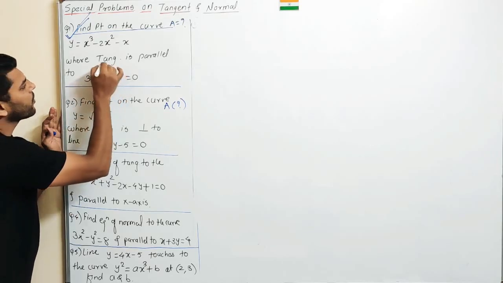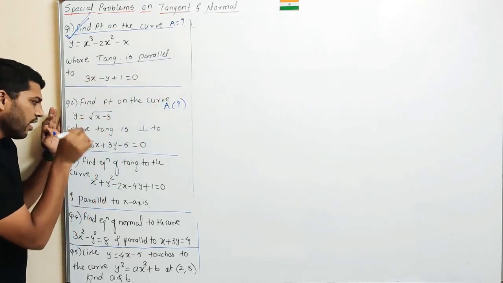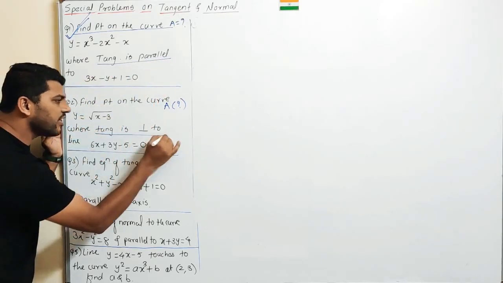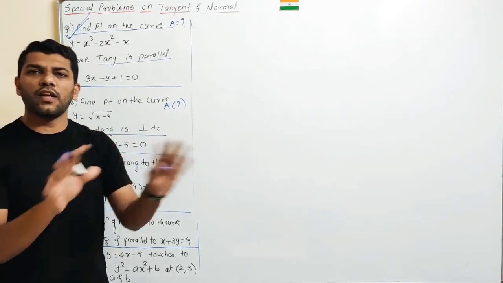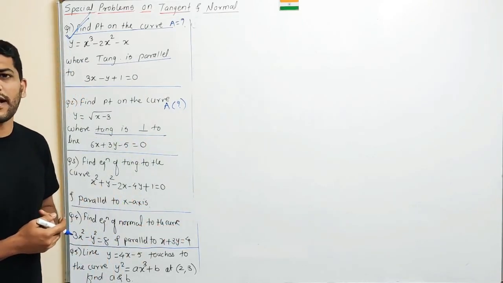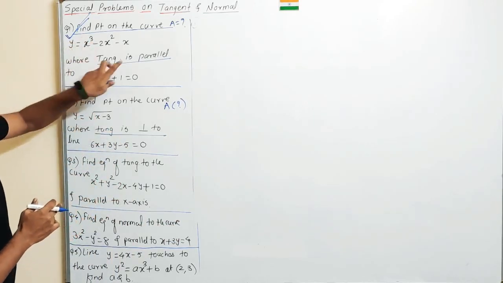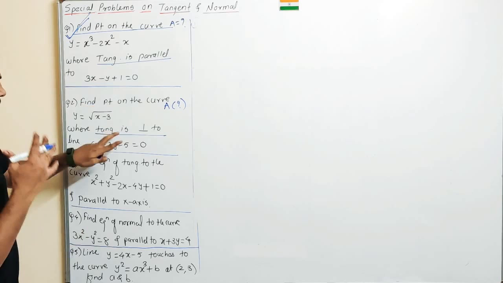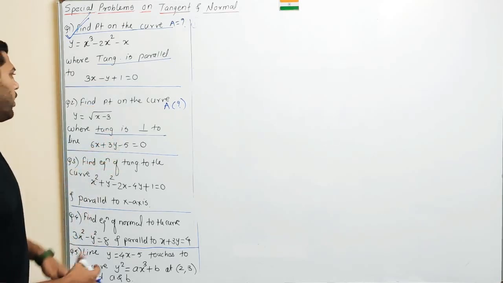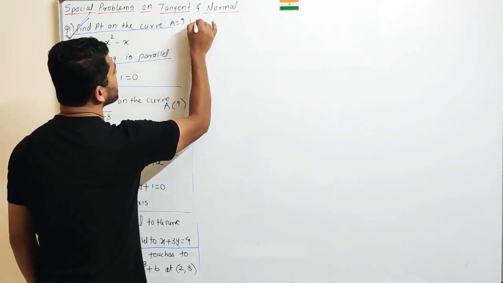In the previous problem, the tangent was parallel, and in this problem, the tangent is perpendicular. That's all. This is the simple difference. In the previous case, it was parallel, and in this case, it is perpendicular. There is only this difference between these two problems. Okay, then it's an exactly similar problem.